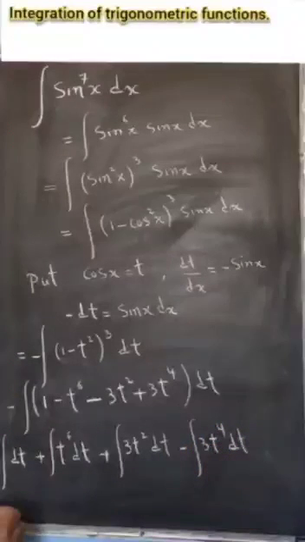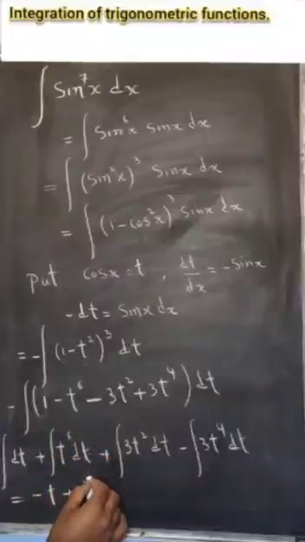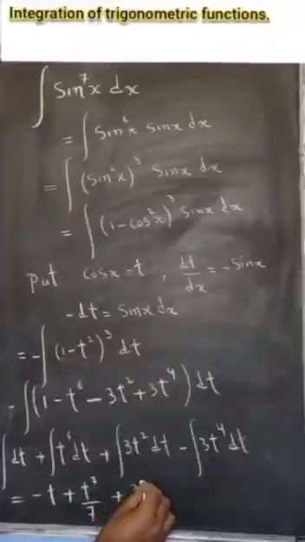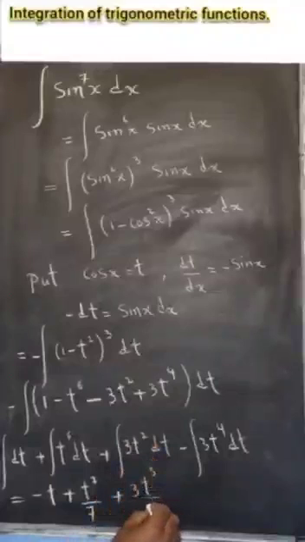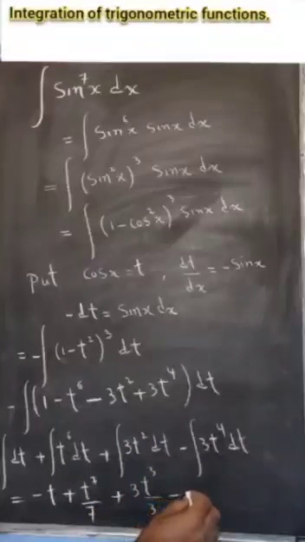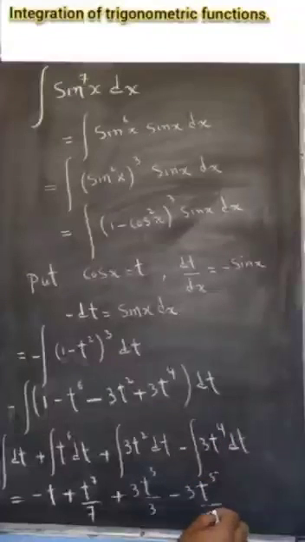That is further equal to, now this is minus times integral dt, that is equal to t, plus t raised to power 6, that is t raised to power 6 plus 1, that is t raised to power 7 divided by 7, plus 3 is constant, it is integration of t square is t raised to power 3 divided by 3, minus again 3 is constant, integration of t raised to power 4 is t raised to power 5 divided by 5, plus constant of integration c.